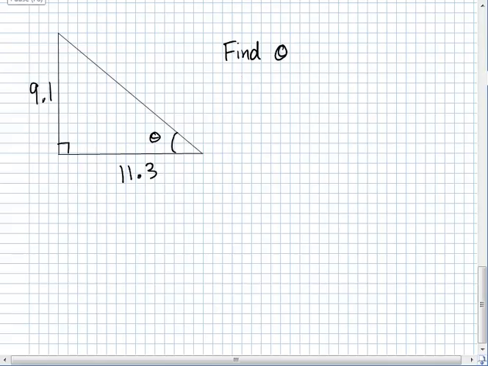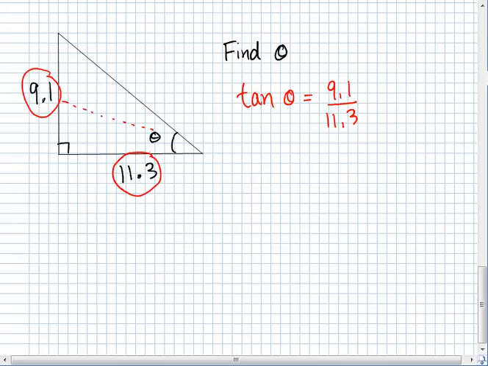Pause video now. Okay, hopefully you didn't cheat. There it is. The tangent of the angle theta, which we don't know, is an unknown. It equals the opposite side divided by the adjacent side, 9.1 over 11.3. Now on your calculator, you can calculate 9.1 divided by 11.3 and get 0.805309734, whatever. Keep all those decimals in your calculator. Don't write them all down on your page.